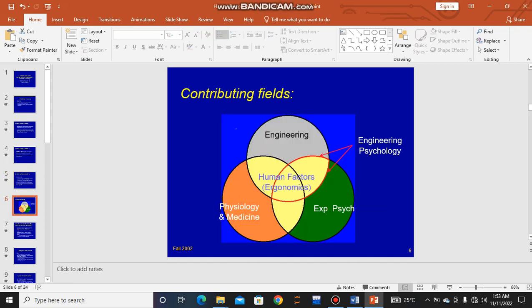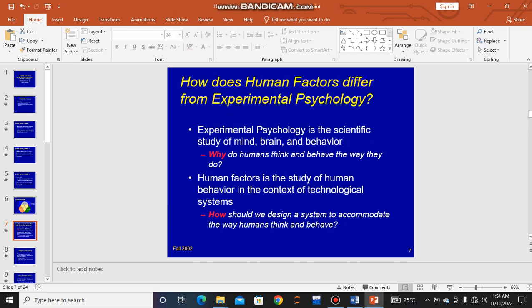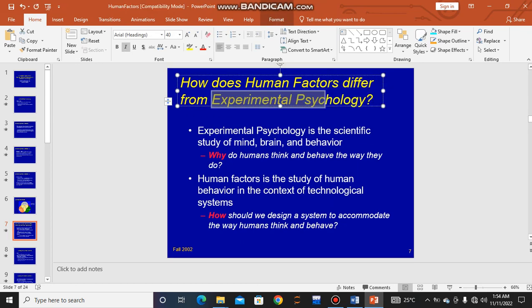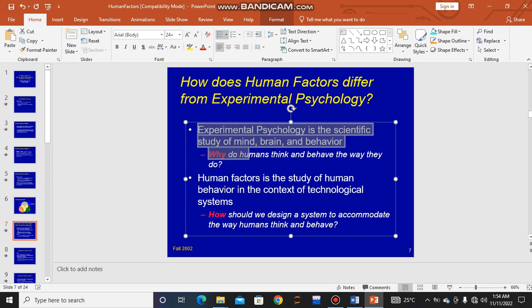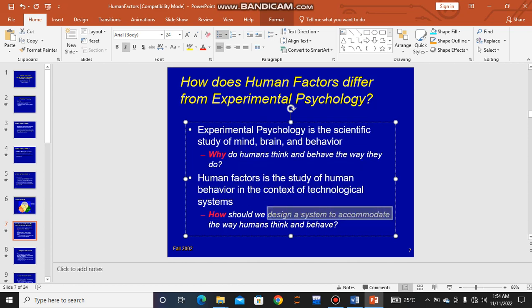After that, slide number 6 is contributing fields: engineering, human factors, ergonomics, psychological medicine, engineering psychology, etc. Okay, how does human factors differ from experimental psychology? Experimental psychology is the scientific study of mind, brain and behavior. Why do humans think and behave the way they do? Human factors is the study of human behavior in the context of technological systems. How should we design a system to accommodate the way humans think and behave?